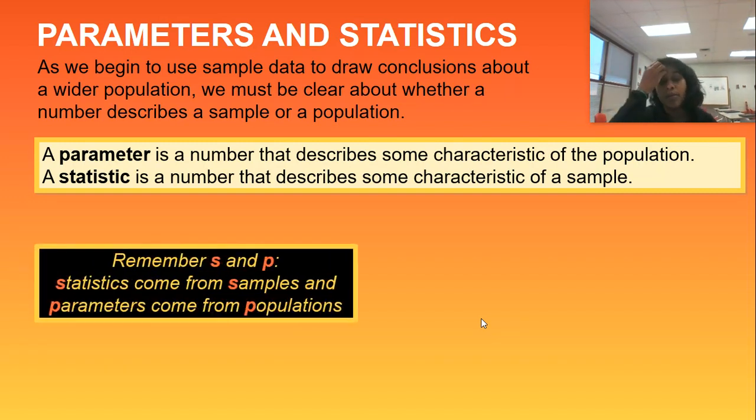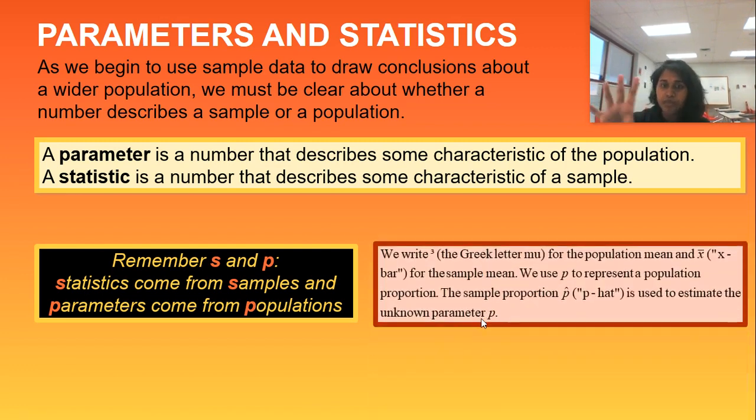They just want you to remember some simple letters right here. S is for statistic, for sample, and P is for parameter, for population. These words just mean description of characteristics, but parameter is specifically for a population, and statistic is specifically for a sample set.